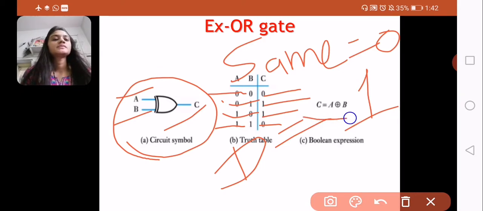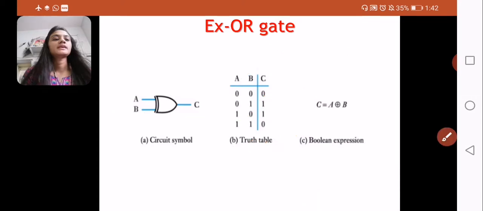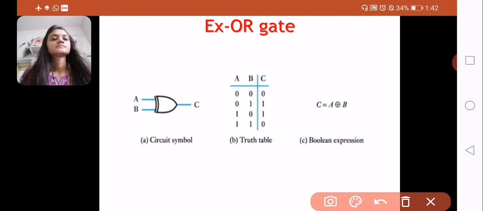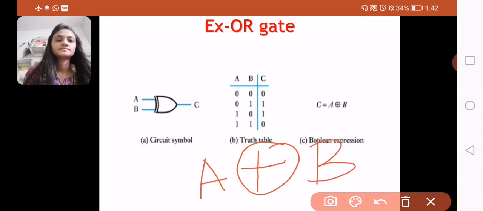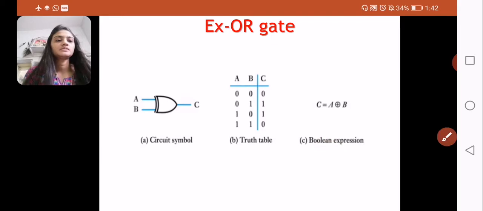The equation of this will be C is equal to A XOR B. In this manner it is written and called A XOR B. That you have to remember.